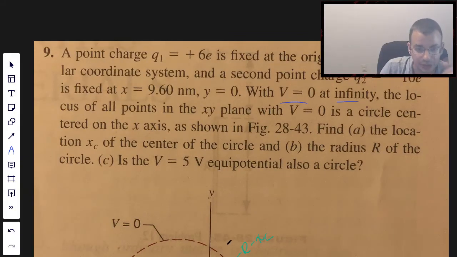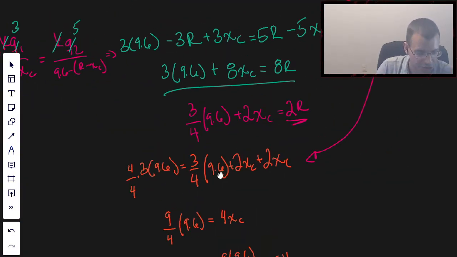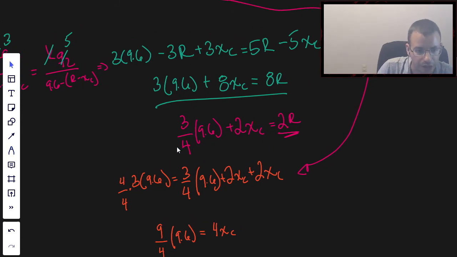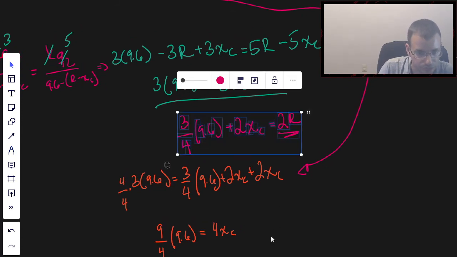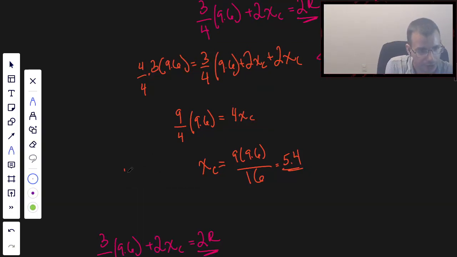Find location of xc, we did that. And the radius r of the circle. So now we want to find r, which shouldn't be too bad because we just solved what 2r is. So this is part A. This will be part B.